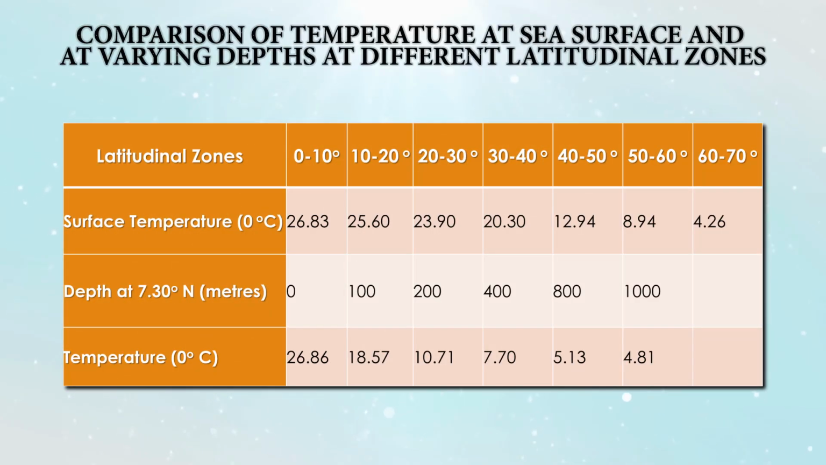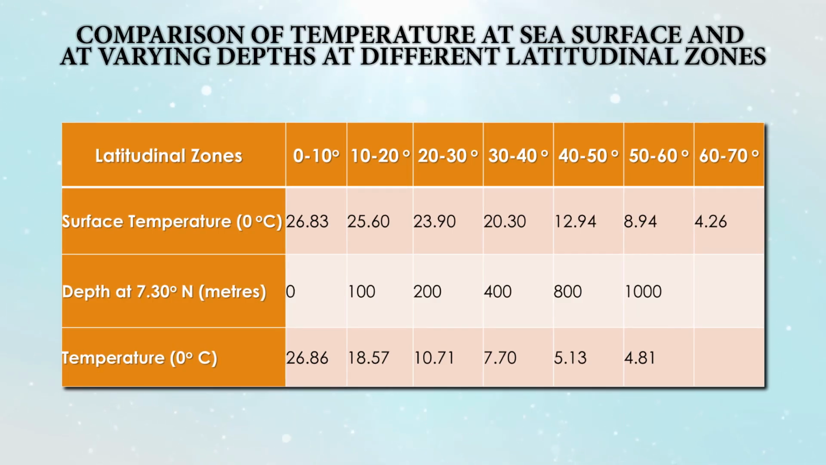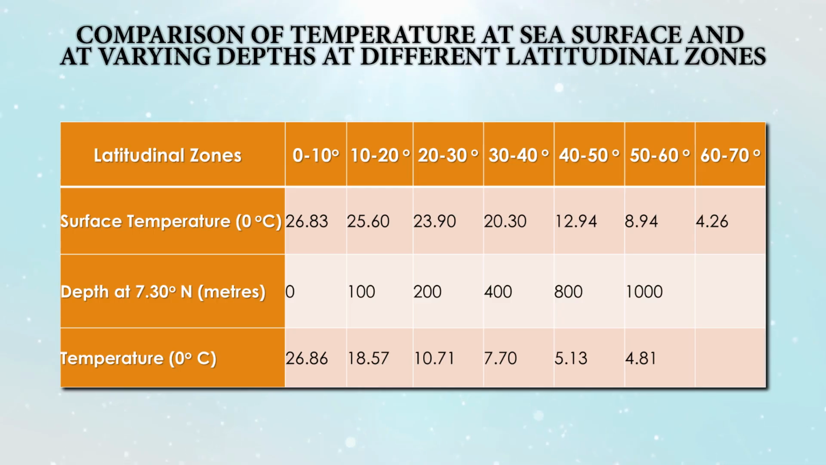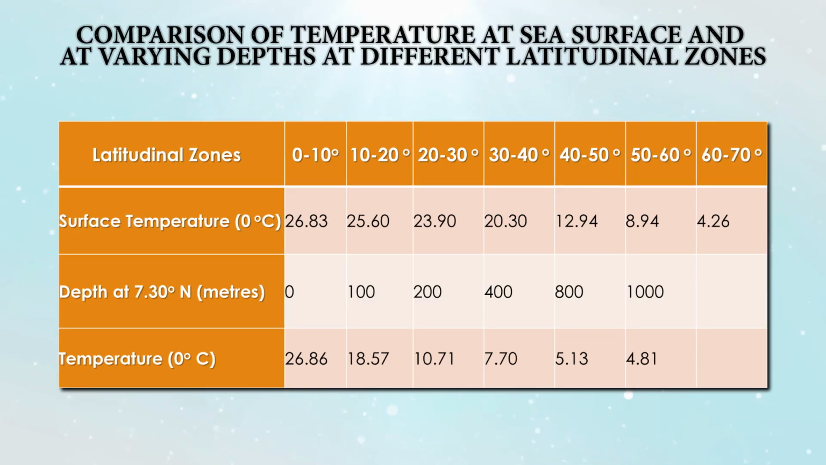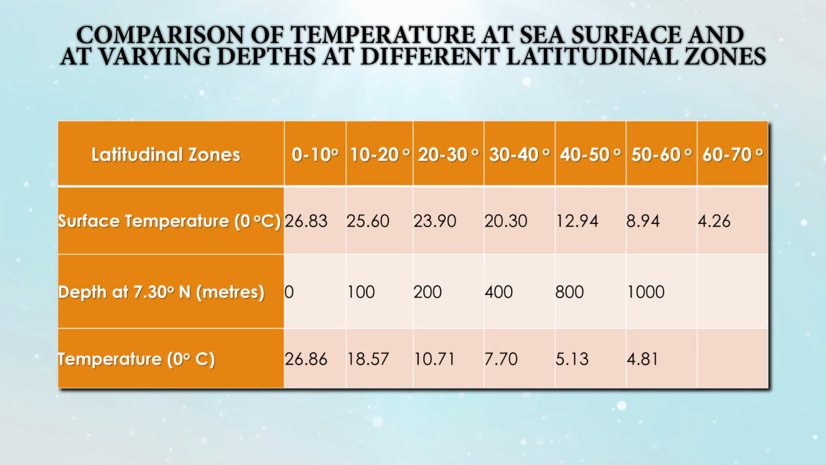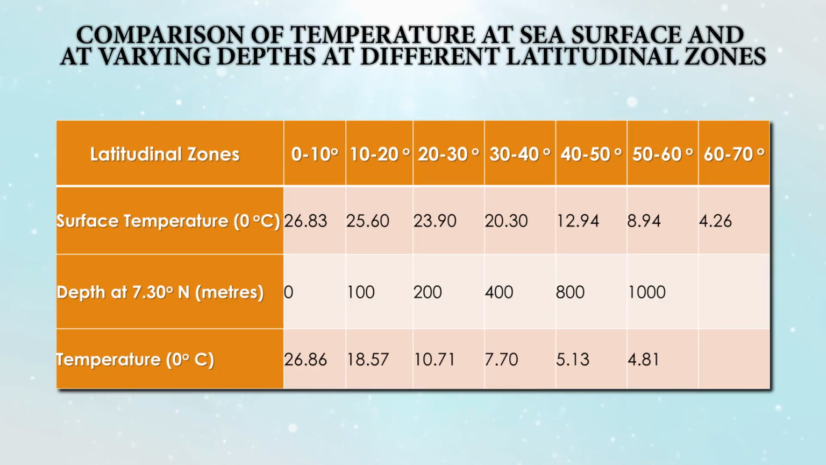In this table also you can see a comparison of temperature at the sea surface and at varying depths at different latitudinal zones. You can see that the surface temperature is decreasing from 0 to 10 degrees to 60 to 70 degrees, from 26.83 degree centigrade to 4.26 degree centigrade as we go towards higher latitudes.